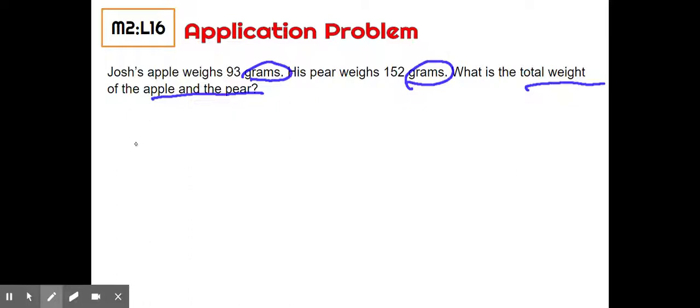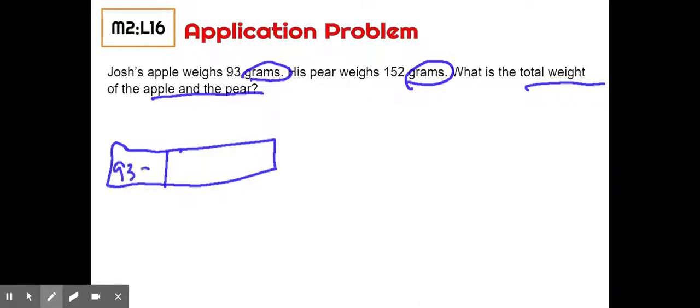So what would your tape diagram look like, first of all, if we are going to add these? You are correct if you said, I'm going to make this one a little smaller, this would be 93 grams, and this side would be 152 grams. And remember, I want the total amount, okay? All right, so let's just add it together.